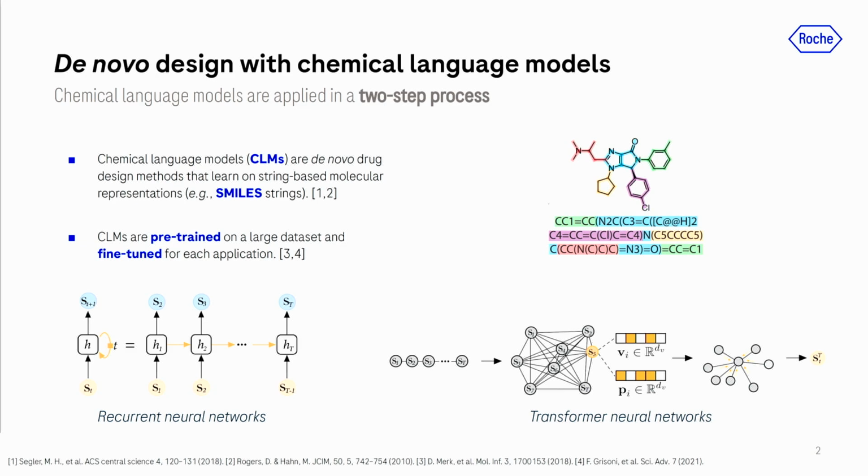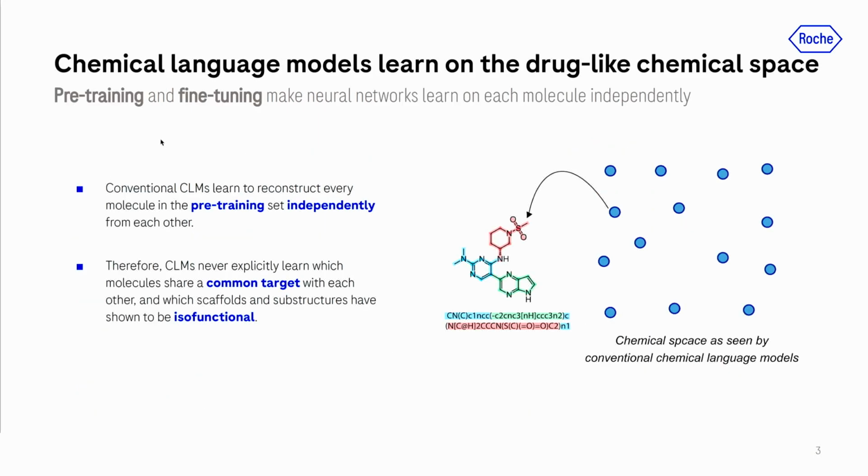And the methods which are used to learn on such representations, I think most are familiar with these methods, are either recurrent neural networks, where one learns sequentially on the string-based representation, or graph neural networks, where one learns with positional encoding on a graph representation of the SMILES string. And these chemical language models are used to generate novel molecules with desired properties, and this is what this project was about.